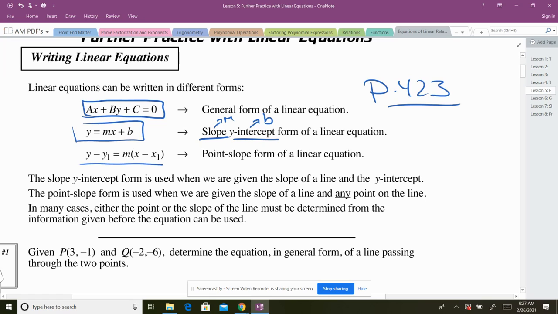The slope is m, the y-intercept is b. And then we have the point slope equation because it tells you a point and the slope. The point is x1, y1, and the slope is m. Now we're going to be given information, and we have to generate an equation of a line from the information that we're given. You have 2 of these on your test, worth 2 marks each.